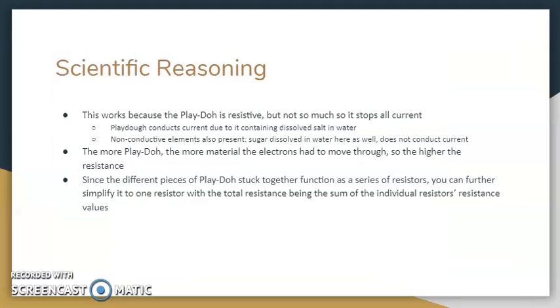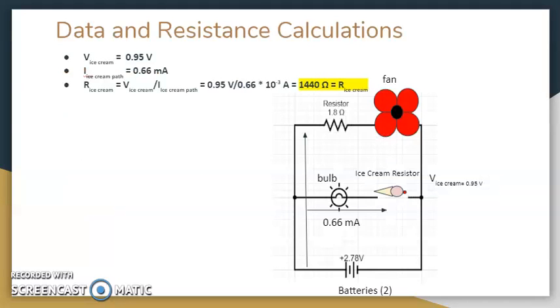This works because the Play-Doh is resistive, but not so much that it stops all current. Play-Doh conducts current due to it containing dissolved salt in water, but it also resists it a lot because it contains non-conductive elements dissolved in water, such as sugar. So the more Play-Doh, the more material the electrons tend to move through, so the higher the resistance. Since different pieces of Play-Doh stuck together, they function as a series of resistors. You can further simplify it to one resistor with the total resistance being the sum of the individual resistors' resistance values, as we have done.